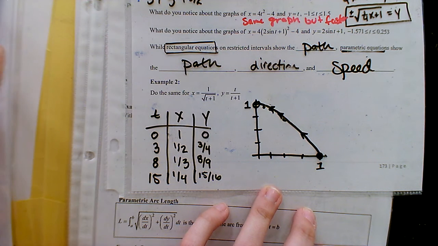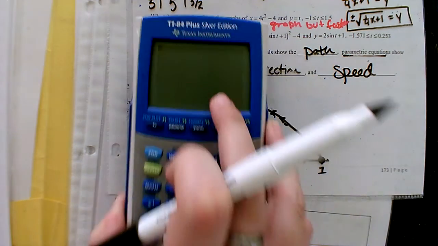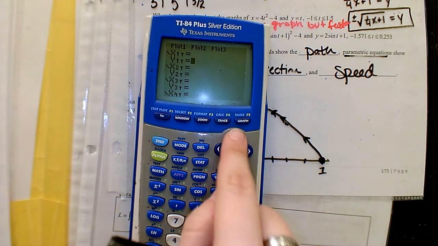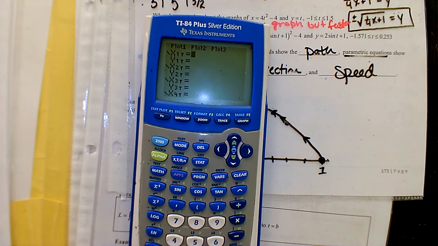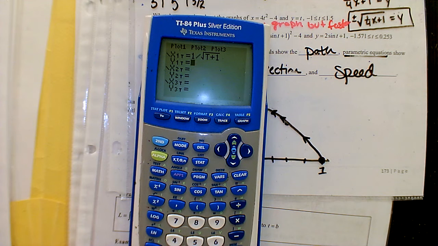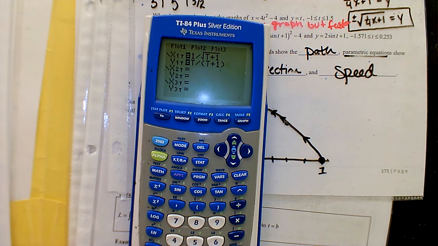Okay, let's say we wanted to check it on our calculator just to make sure we had the right shape. So in y equals, we'll type in the two parametric functions, 1 over the square root of t plus 1. And then for the y equation, we had t divided by t plus 1. Make sure you put it in parentheses.